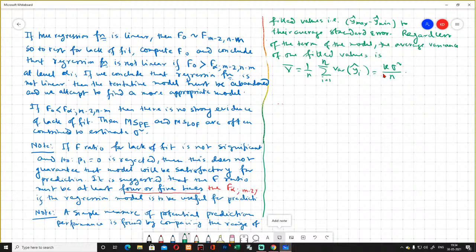So where k is the number of parameters of the model, or explanatory variables. K minus 1 is the number of explanatory variables, because if you consider the intercept term, then you have k minus 1 explanatory variables.